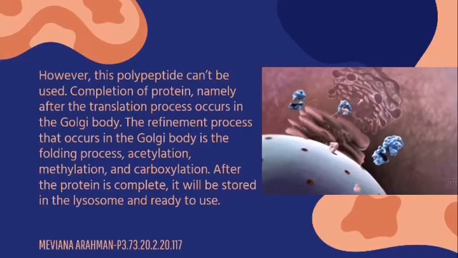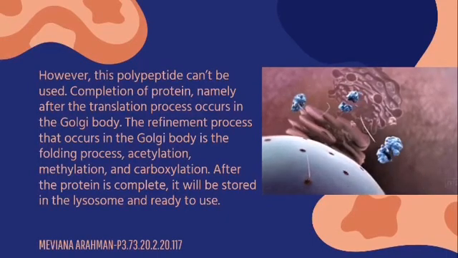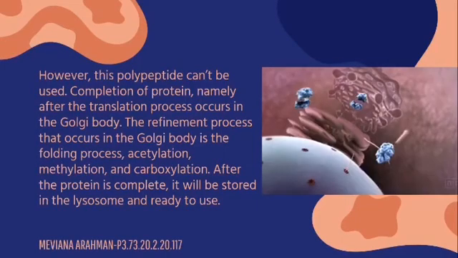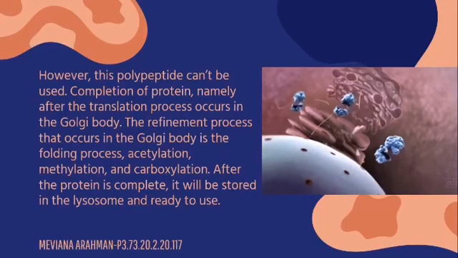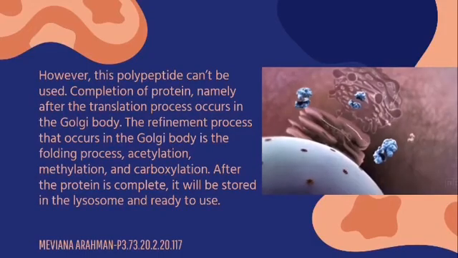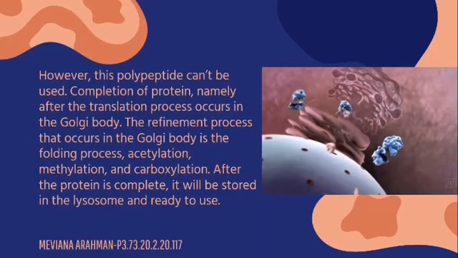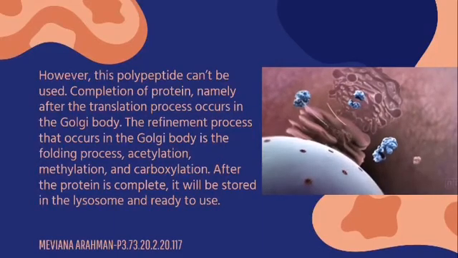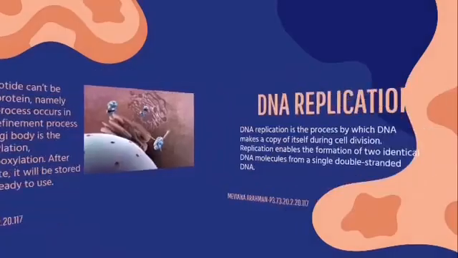Completion of the protein, after the translation process, occurs in the Golgi body. The refinement process that occurs in the Golgi body includes the folding process, acetylation, methylation, and carboxylation. After the protein is complete, it will be stored in the lysosome and ready to use.